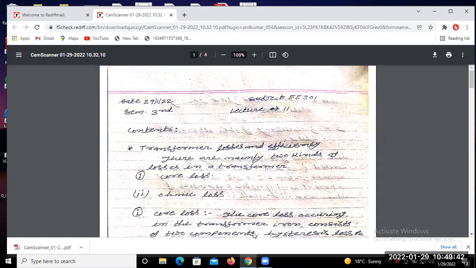So today we are concerned with transformer losses and the efficiency of the transformer. Just concentrate on these two losses, core losses and ohmic losses. The other losses you already mentioned, stray losses and some part of dielectric losses, are very small, so we do not consider them; they may be neglected compared to the power rating of the transformer.